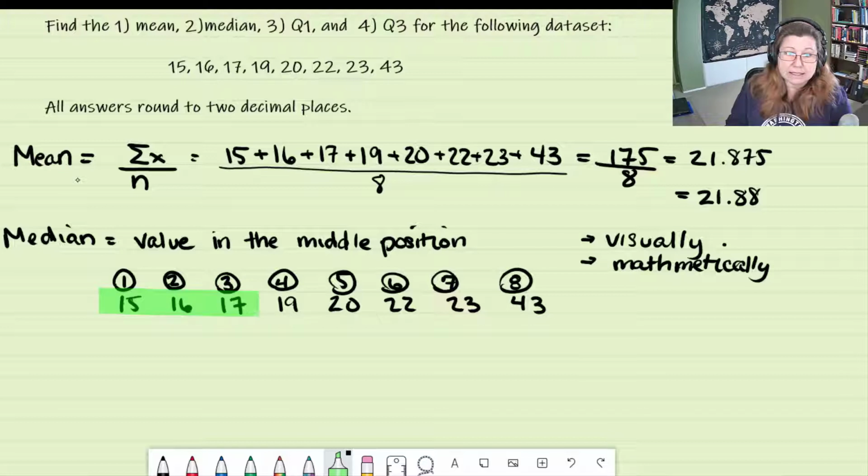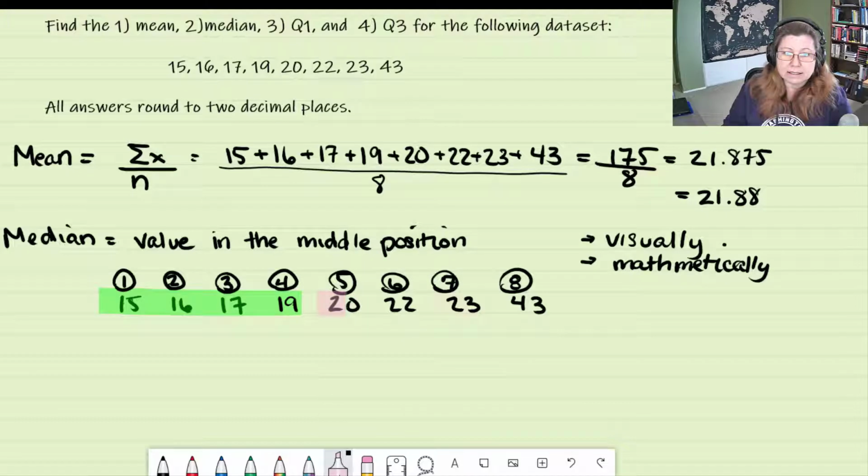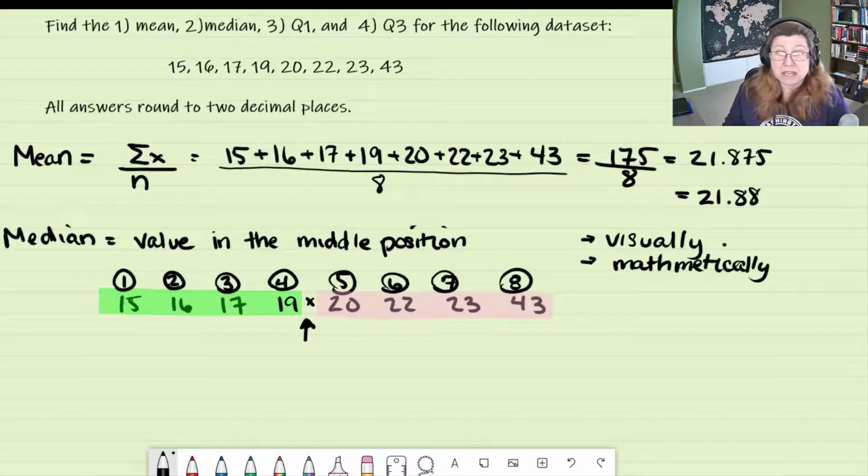So what I'm going to do is highlight half of my list, and then highlight the second half of my list in a different color. So 4 of my values have been highlighted in green. 4 of my values have been highlighted in pink. The problem is right here in the middle, there is no value sitting in the middle of my list. Half of the list is green, half of the list is pink, but there is not a value sitting in the middle of my list all by itself.